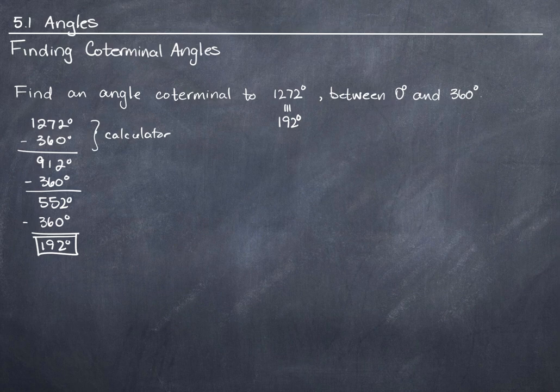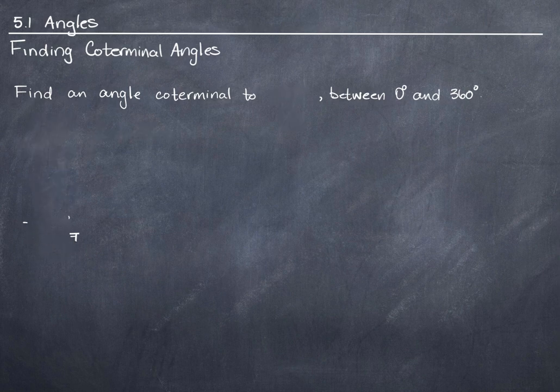Now, what if I'm asked to find an angle coterminal to a negative angle? Let me erase this, and let's find an angle coterminal to negative 751 degrees. Well, in that case, I'm starting with an angle back here somewhere, right? I'm going in the clockwise direction.